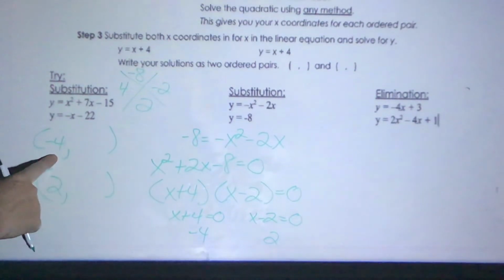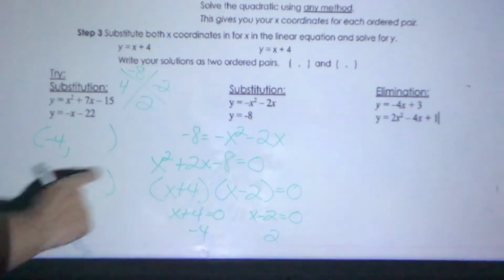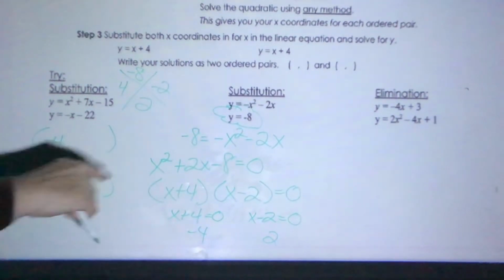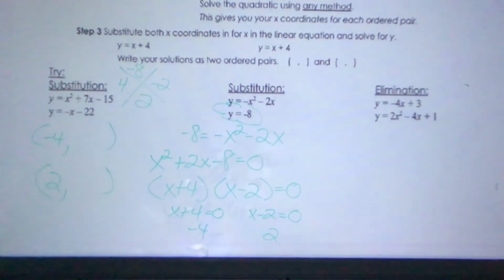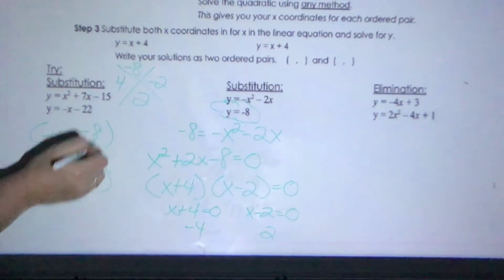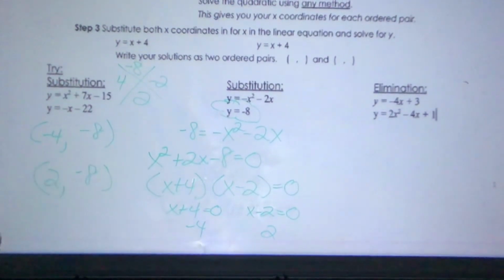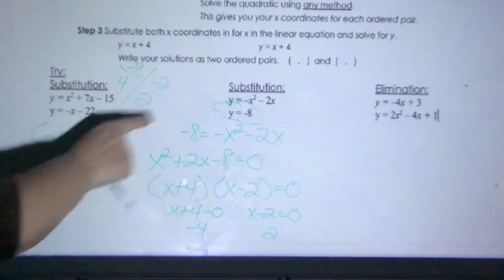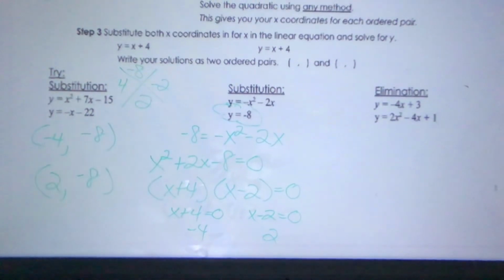And so now I need to plug in to get my y values. But if you look at this one, this says y is always negative 8. So this is actually a horizontal line. And so if it's a horizontal line, the y is always going to be negative 8. So I didn't have to do any work there. So these would be the 2 points where the parabola would cross this line.